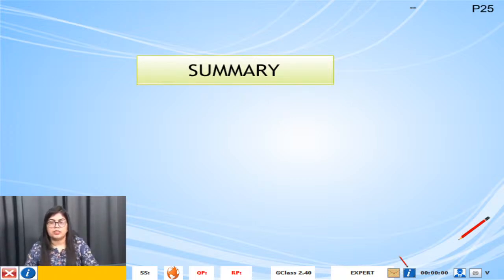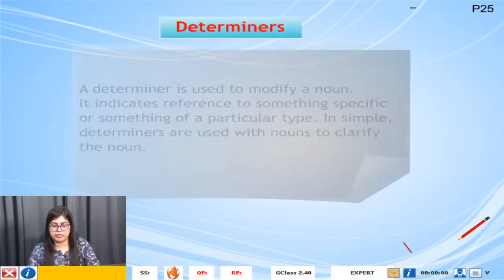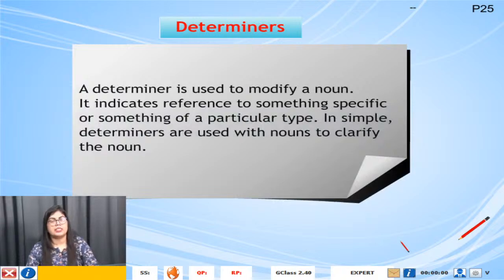So what did we study today? Let's look at the summary of the whole class. So what are determiners? A determiner is used to modify a noun. It indicates reference to something specific. Okay, a determiner is used to modify a noun. Why is it used? Yes, it is used to change the noun. It indicates reference to something specific or something of a particular type.